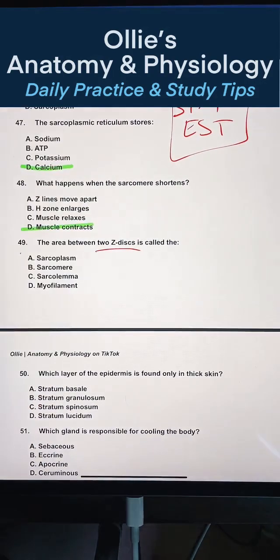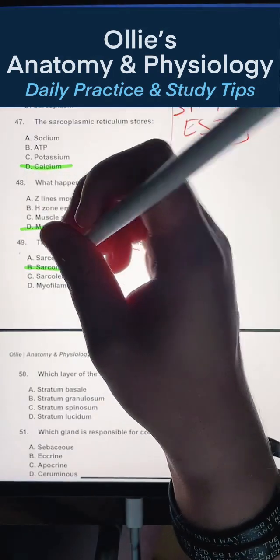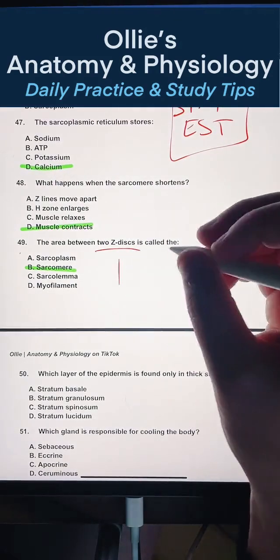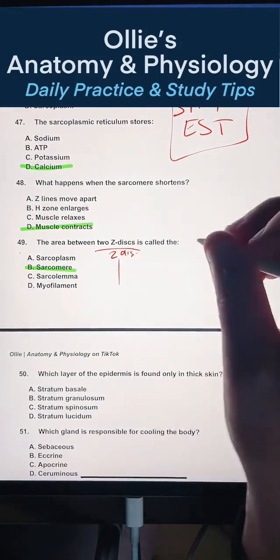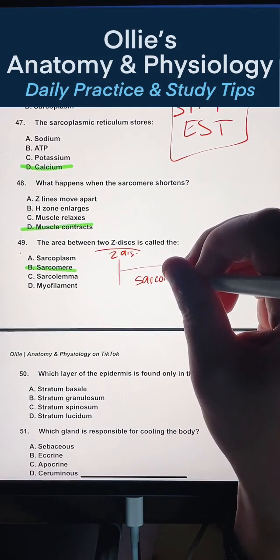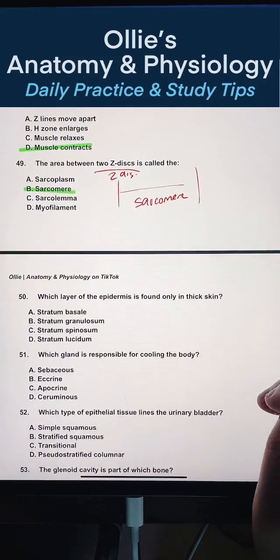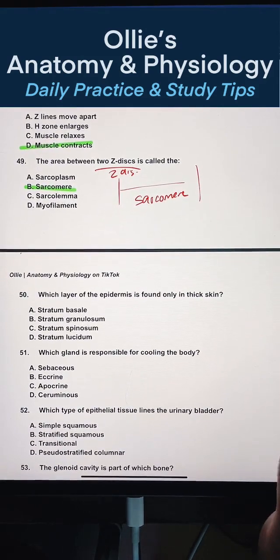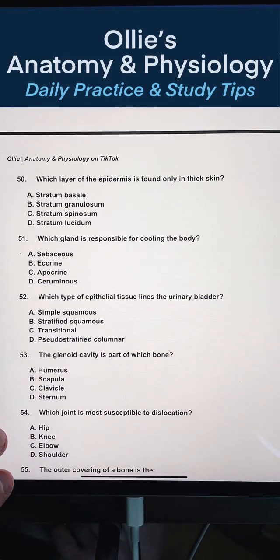49, the answer is B. That is our sarcomere. So the area between our 2 Z discs is going to be our sarcomere. All right, and I move on to the next page now, everybody. But again, just to recap, the sarcoplasm is the cytoplasm of a muscle cell. The sarcolemma is the cell membrane of the muscle. Myofilament would include the actin or myosin structure. Just to recap on those. I'm going to move on to the next page.